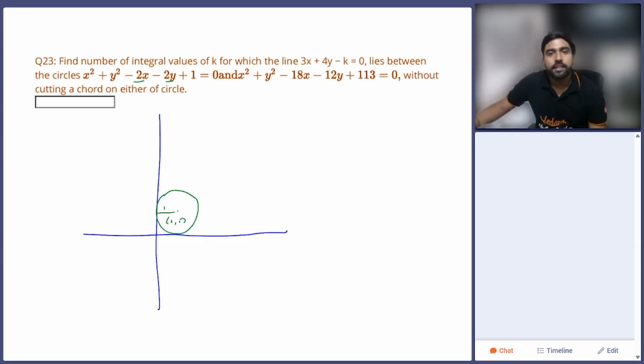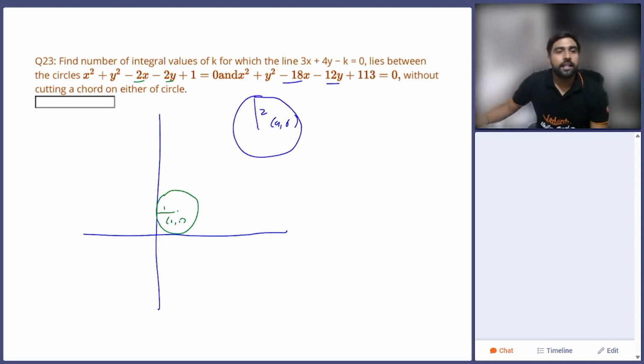Perfect. Next circle, what is the center? It is 9, 6. Somewhere over here I will have it. What is the radius over here? 81 plus 36 is 117, minus 113, that's 4... so the radius will be equal to 2 for this one. Okay, radius equal to 2.